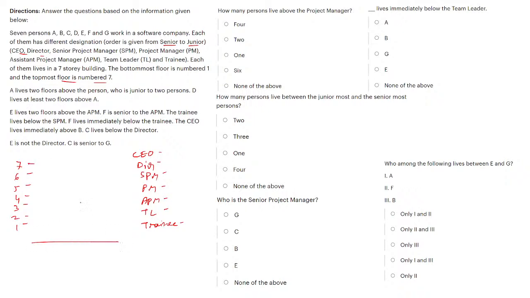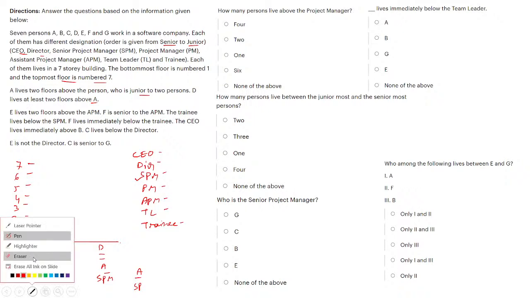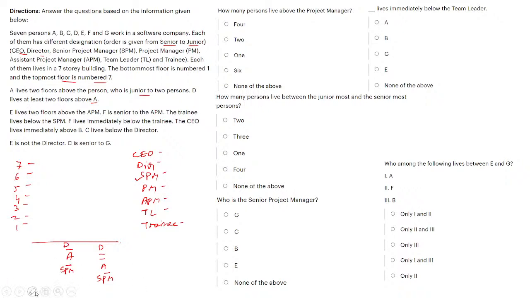Now whatever it's saying, we will just write it in a short note. A lives 2 floors above the person who is junior to 2 persons. That means junior to 2 persons, SPM is here. So A lives 2 floors above, that means in between only 1 floor, and D lives at least 2 floors above A. Now at least 2 floors means this can be, or SPM A 2 this, but not more than this. Let's see if another statement satisfies this condition so that there is no more possibility, then we will not do that.